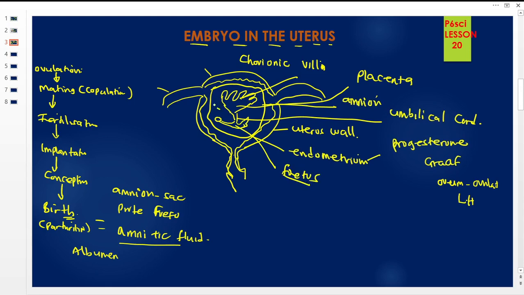Then inside the bag here, we are having the fluid, and this fluid is what we have called the amniotic fluid. And this fluid equalizes pressure within this one, and it also acts as a shock absorber to the fetus. Right now, we are naming this one. So this is the fundus, now the uterus wall, the endometrium, the amnion, then amniotic fluid, the fetus, the umbilical cord, then the placenta, and the chorionic villi. Then down here we have the cervix and the vagina.